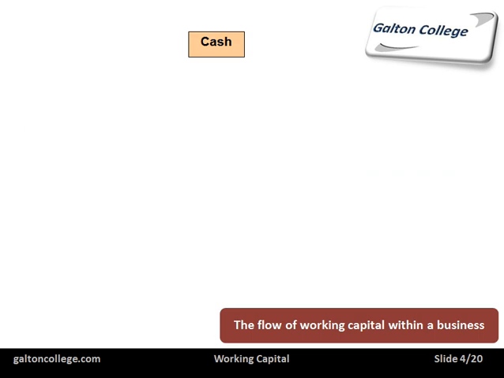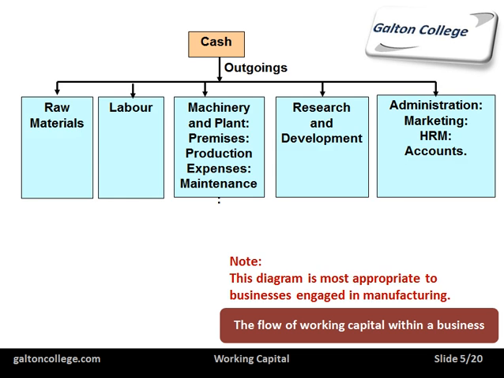So let's look at the flow of capital within a business. I'll start with cash. Well, with cash we have the outgoings. Outgoings for raw materials, labour, machinery, research and development, administrative costs, marketing, HRM, accounts, and so on. So we have many outgoings from cash. All of these need to be paid for.